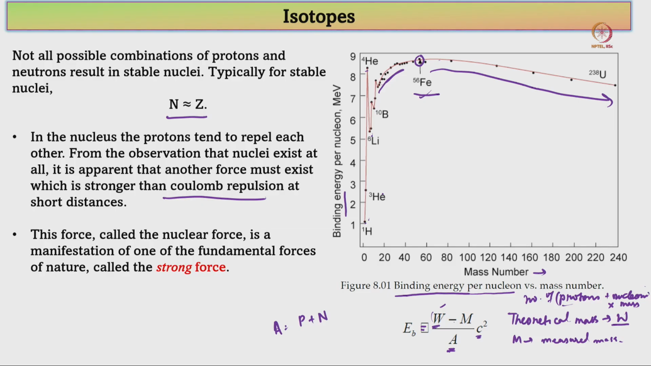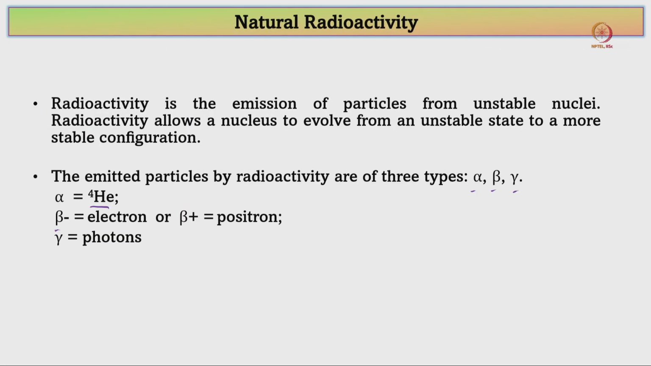But after iron, all the elements will start having this negative slope. They have lower binding energy, and when they have this lower binding energy, their occurrence on earth starts getting low.